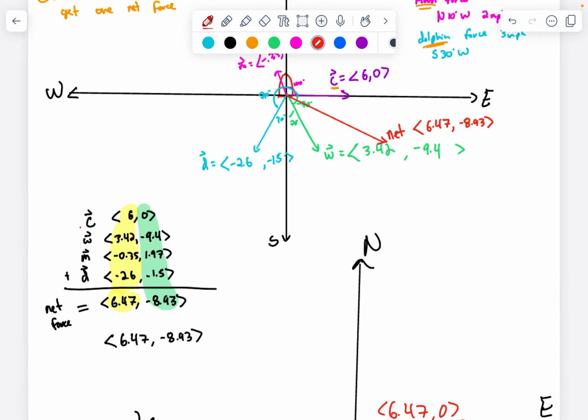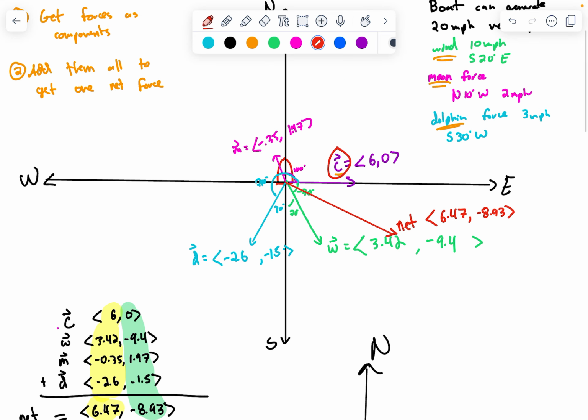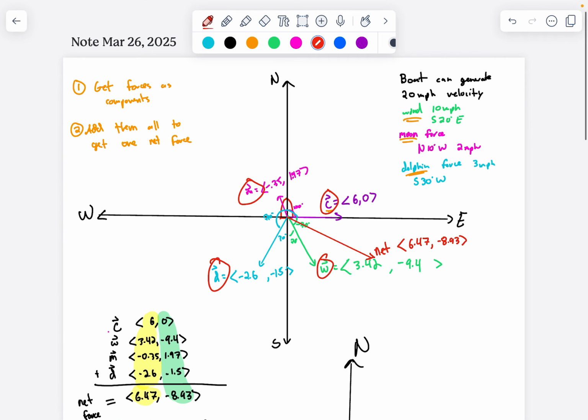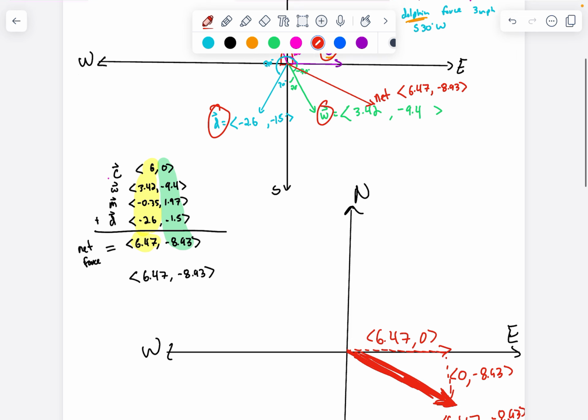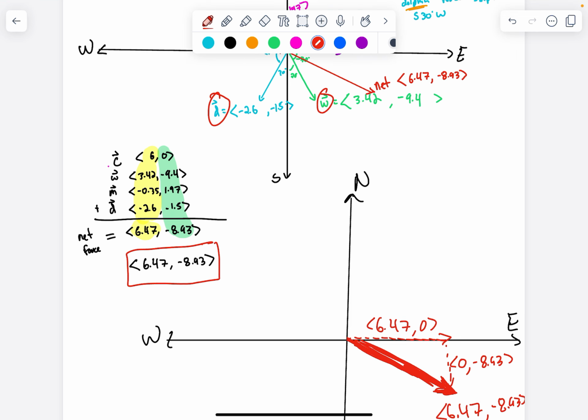No matter how many forces we have, it could be just the current, it could be current and wind, it could be current, wind, and dolphins, and the moon, and the sun, and the rotation of the earth. Just add them all up and you'll get one resultant vector. It is the net force. It is what's happening from the environment to the boat, independent of what the boat does. So this is the environmental force acting on the boat.